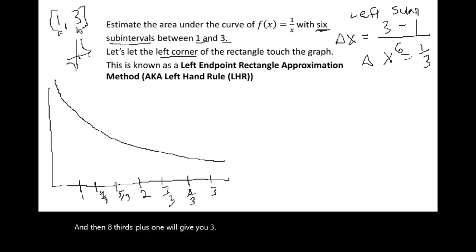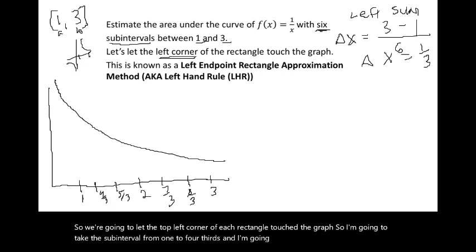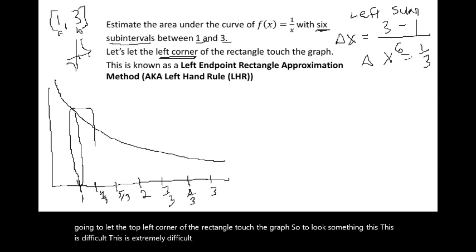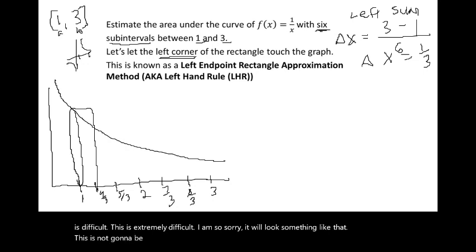So we're going to let the top left corner of each rectangle touch the graph. So I'm going to take the subinterval from 1 to 4/3 and I'm going to make a rectangle out of it. And I'm going to let the top left corner of the rectangle touch the graph. So it'll look something, oh this is difficult. Oh, this is extremely difficult. I am so sorry. It'll look something like that. Oh, this is not going to be pretty. I'm sorry. All right, so there's your first rectangle.